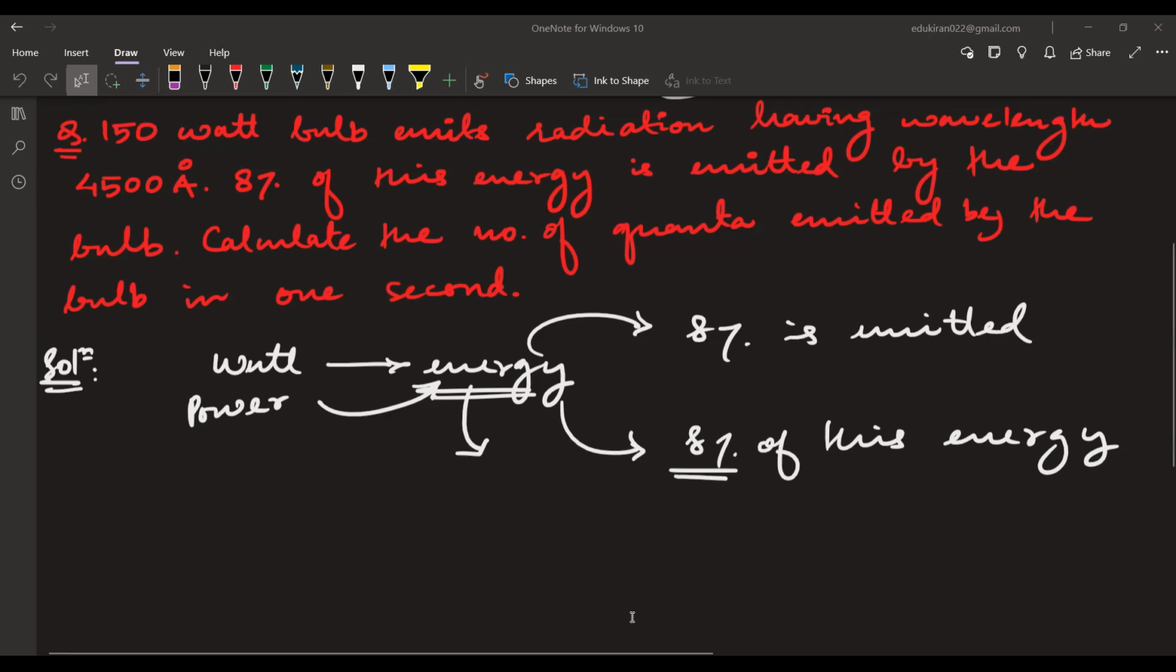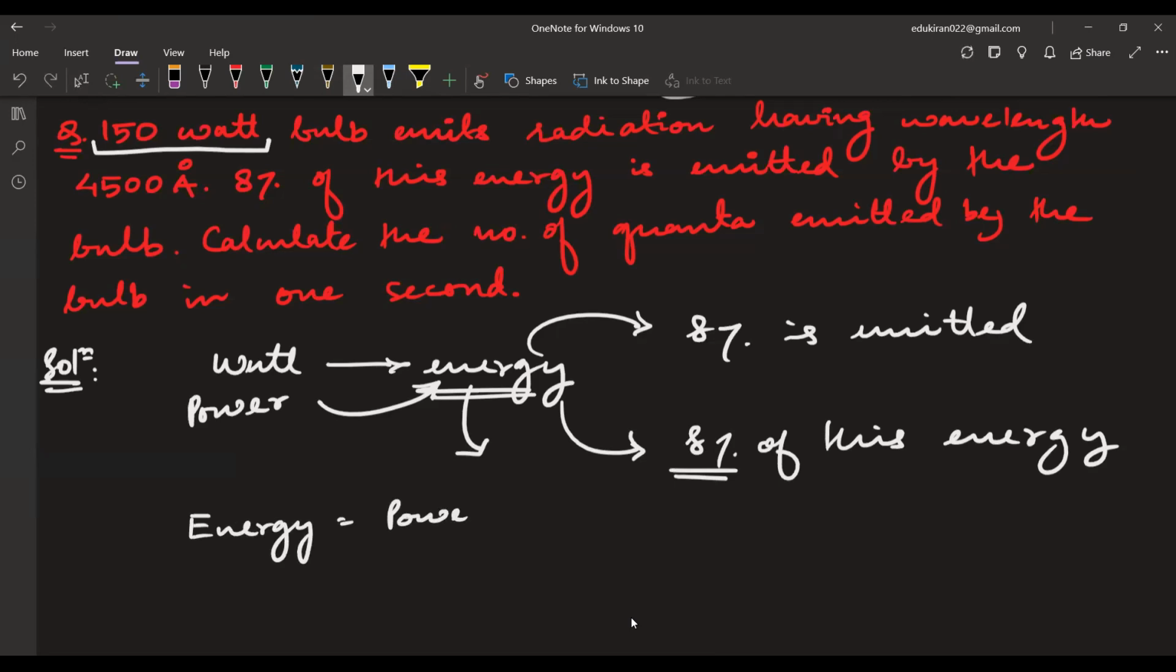Okay, fine. So tell me, what will be the energy if I have a 150 watt bulb? What is the formula for energy? Power into time. So energy is equal to power into time. What is the power? 150. And what is the time? 1 second. I will get this value in terms of joule. So this will be 150 joule. Okay?